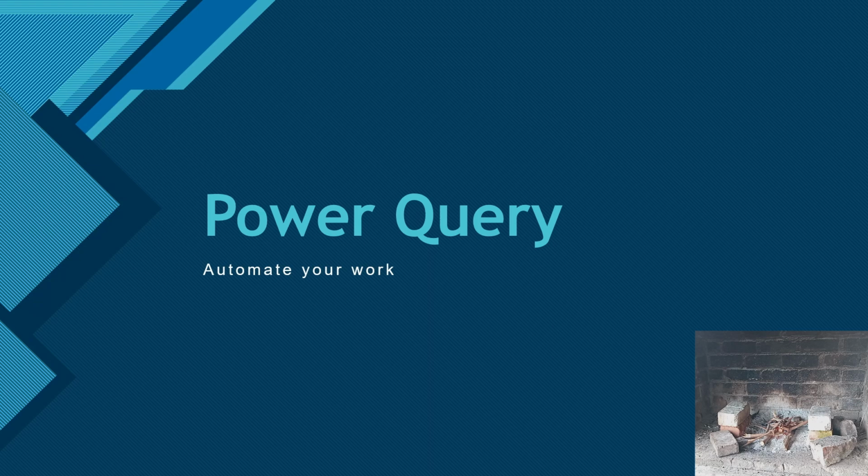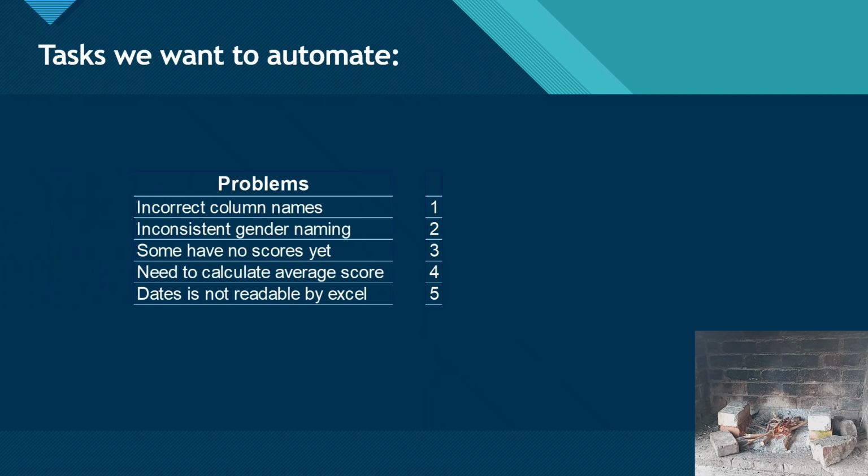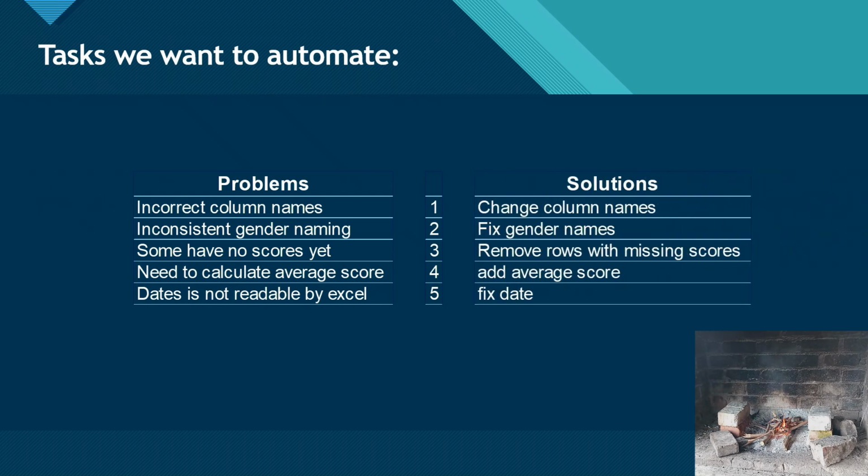Let's take this example where we need to download a file on a regular basis and then clean the data. In our example, let's use these 5 common issues that we have. We have incorrect column names, we have inconsistent naming within the column data itself, and we have some places where there are no values that we need to ignore or remove. And then we need to add a column for an average score. And lastly, our dates come in the incorrect format and Excel doesn't understand it, so we need to fix it.